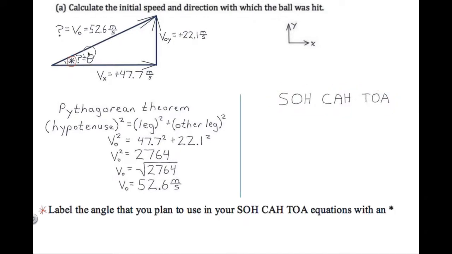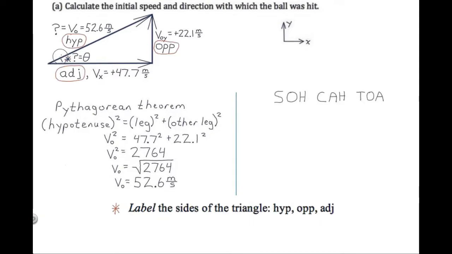First, I label angle theta with an asterisk to indicate that I plan to use this angle, theta, at the tail of the overall vector in my SOHCAHTOA equation, rather than using this angle at the head of the vector in the SOHCAHTOA equation. I label this side as hypotenuse because it's across from the 90-degree angle. I label this leg as adjacent because it's adjacent to the angle we marked with the asterisk.